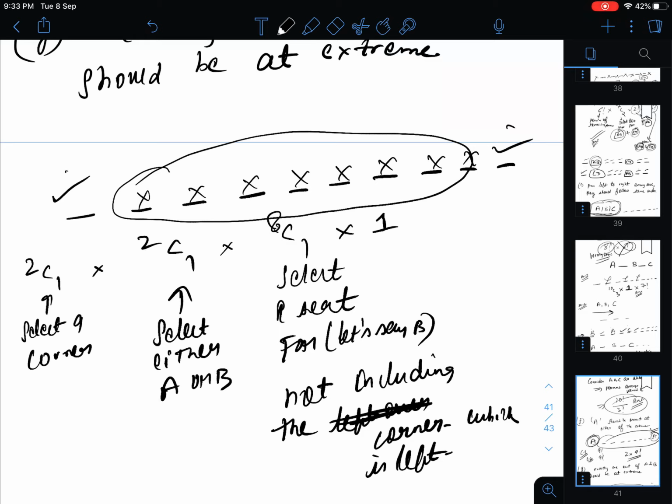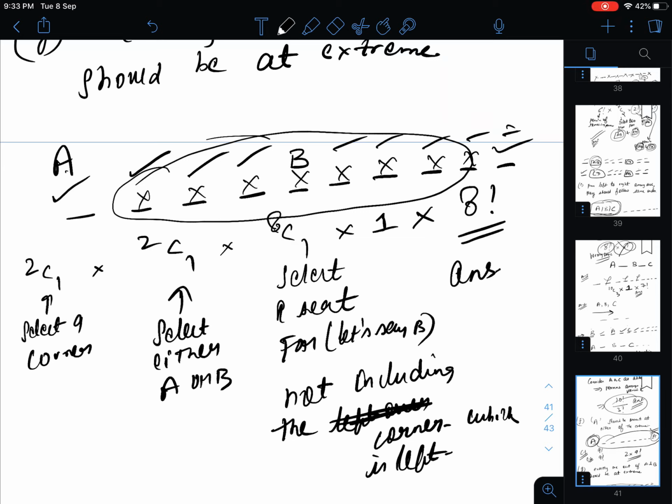Let's say A sits here, then out of these 8 seats in the middle, you select a seat, let's say B sits here. Now you have 1 2 3 4 5 6 7 8 places left. So the remaining 8 people can be arranged in 8 factorial ways. So this is your answer.